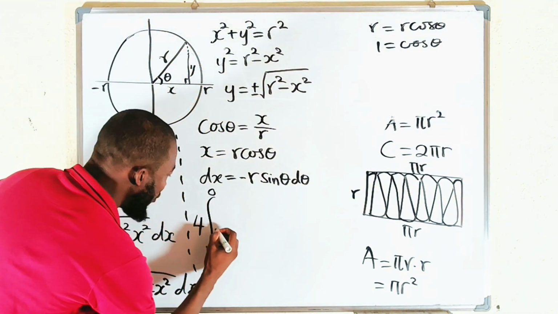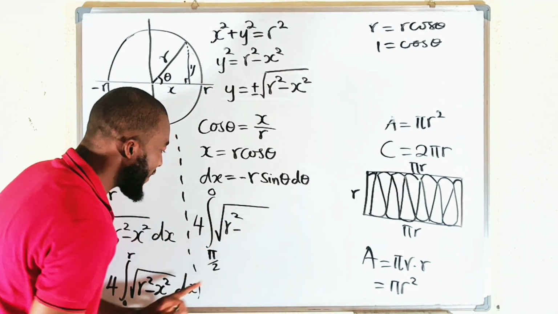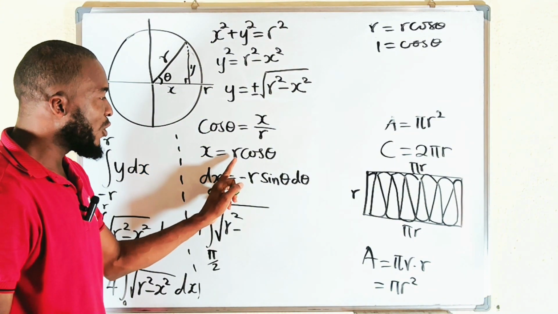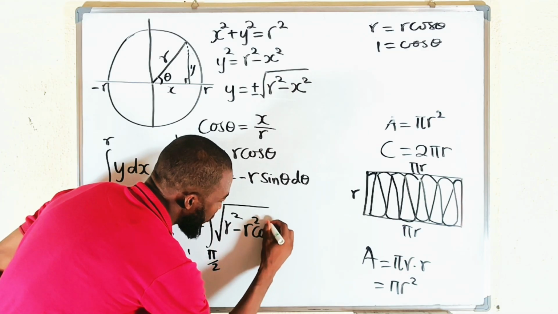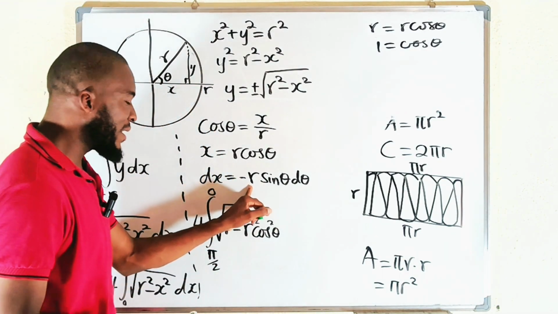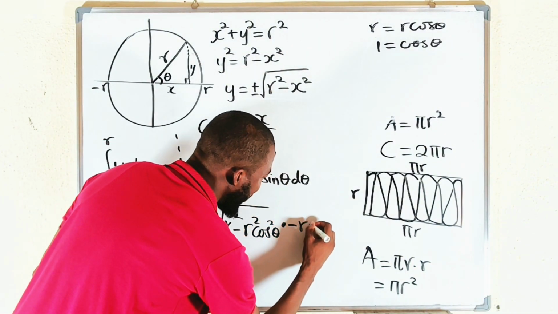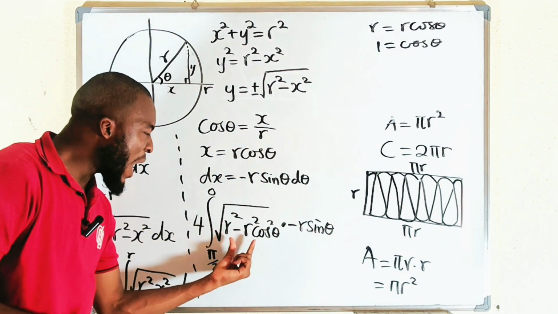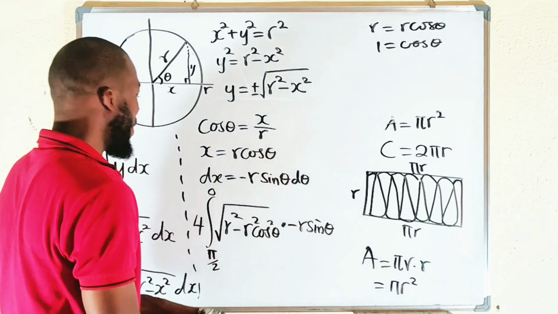All right, now we have the square root of r squared minus x squared. What happens if you square x? This is x. If you square that, you're going to get r squared cos squared theta. Then we have dx, and our dx is negative r sine theta. So now I would like to work out the whole of this square root by the side, then later we bring it back.